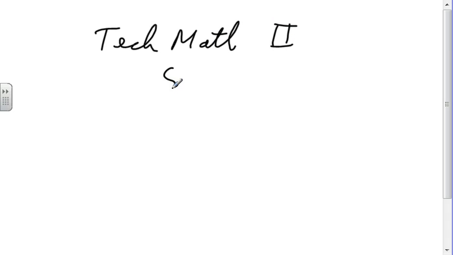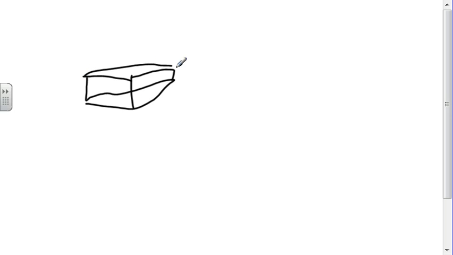So we're in Tech Math 2, section 2-5, which has to do with volumes of things. If I've got a triangle type object and it happens to be a solid, then we would call that thing a prism. And the volume is going to be the base times the height.